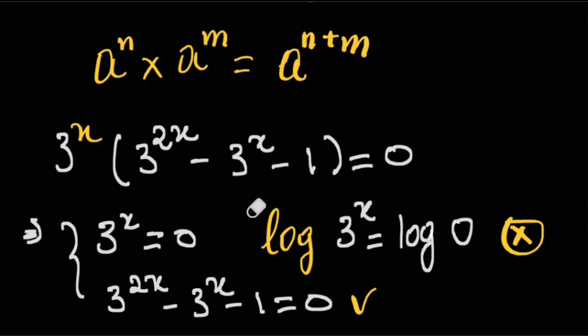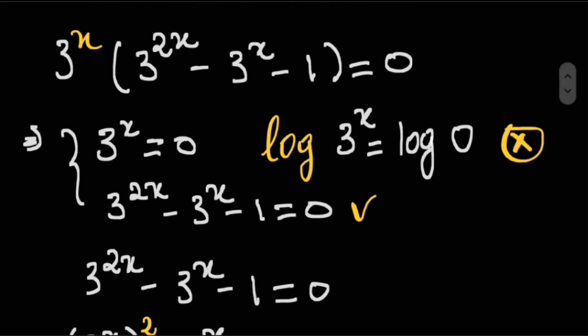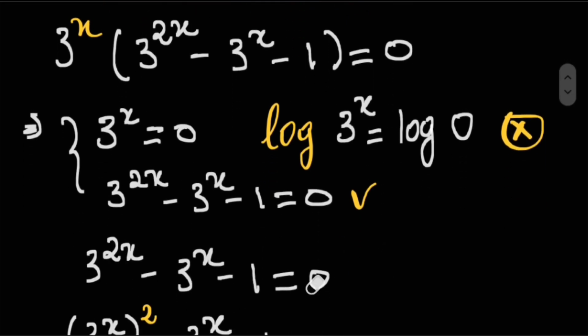Now, considering this first equation, we're going to put the log of 3 to the power x equal to the log of 0. Since the log of 0 is undefined, we cannot consider this first equation. So we're going to look for the value of x in the second equation. Okay, so we copy our equation here. So 3 to the power 2x minus 3 to the power x minus 1 is equal to 0.